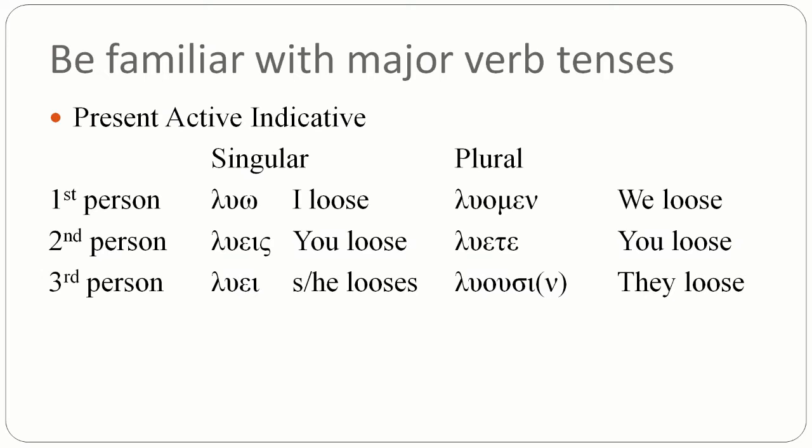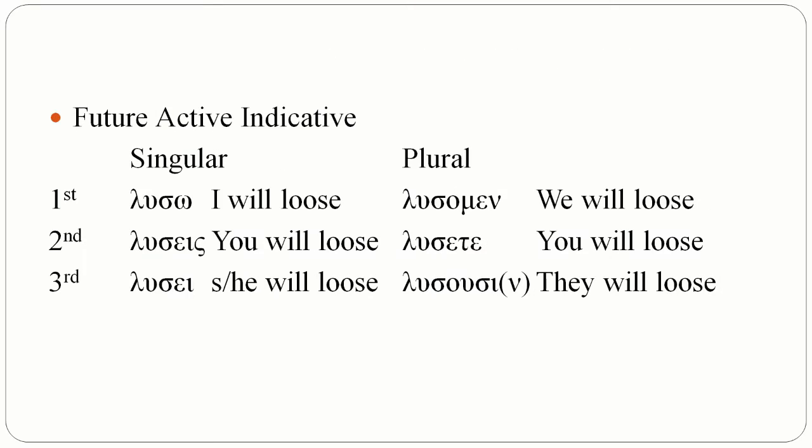But yeah, your 6 forms, they're I loose, you loose, he, she, or it looses, we loose, you loose, and they loose. The basic form chart that all verb form charts are based off of. And then each of these tenses is going to be a variation on those basic forms.